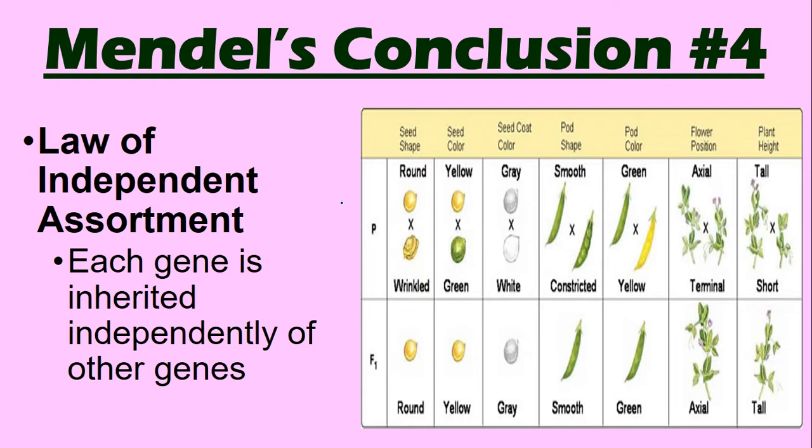So everything's inherited independently. That's why sometimes fraternal twins will have different traits, even if they're both female, because of independent assortment. The only time twins look identical is when they're identical twins. Twins form differently. Identical twins form from one egg and one sperm, while fraternal twins form from two sperm and two eggs. So that's how that works.